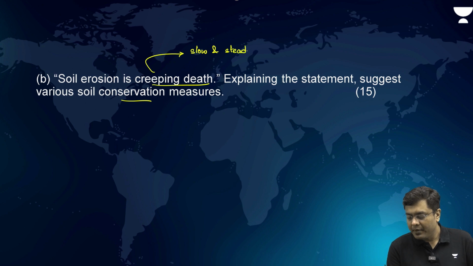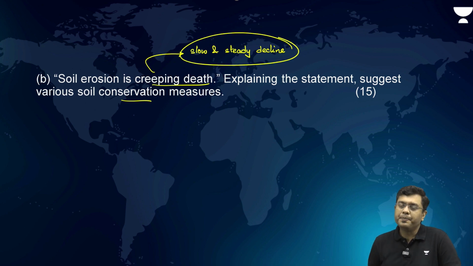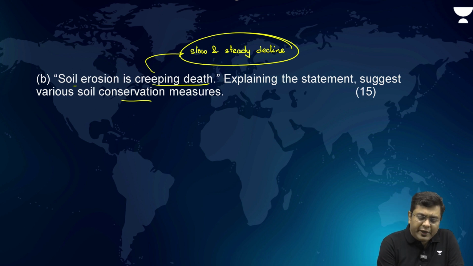Steady decline in the health of the ecosystem. So, you explain this statement. How? Because when we talk about soil erosion, what is soil erosion?